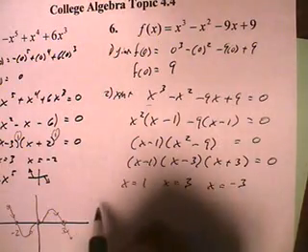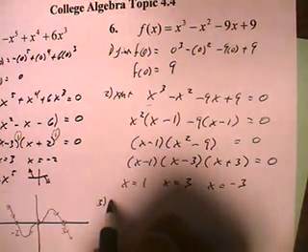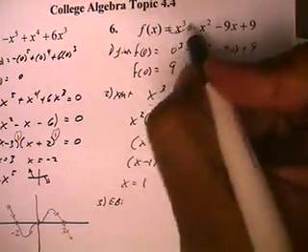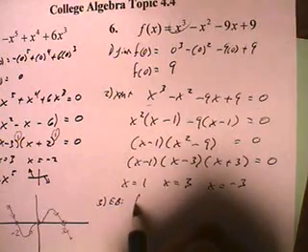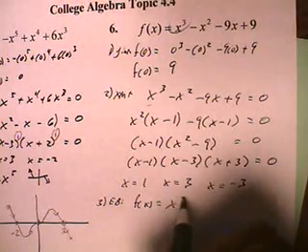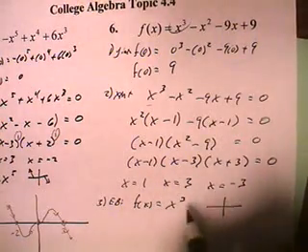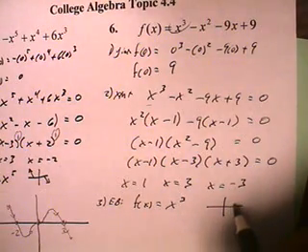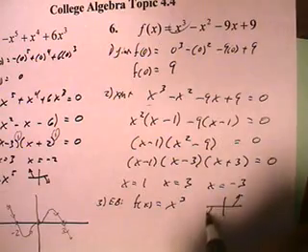And now my end behavior will be based on the first term, which is x cubed, which is positive and odd powered. So it means the right side will go up and the left side will go down.